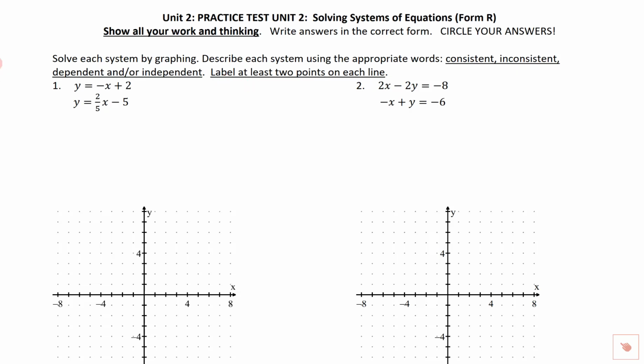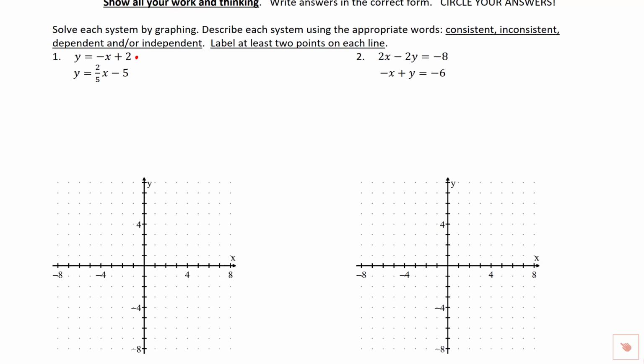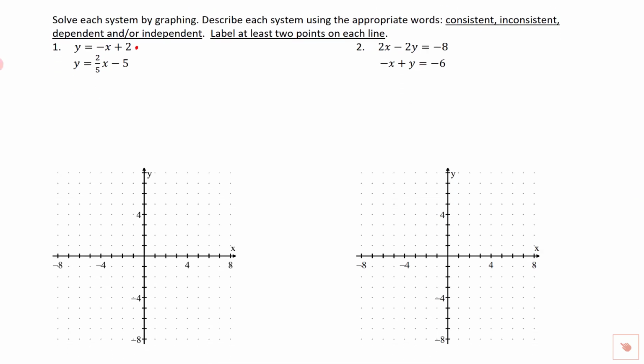So you'll notice on this first one, both of these are in slope-intercept form. Remember, y equals mx plus b. So this first one, I'm going to do that in red. I'm going to slide this down just a little bit. And we're going to make this cross at 2 on the y-axis. So we cross right here.